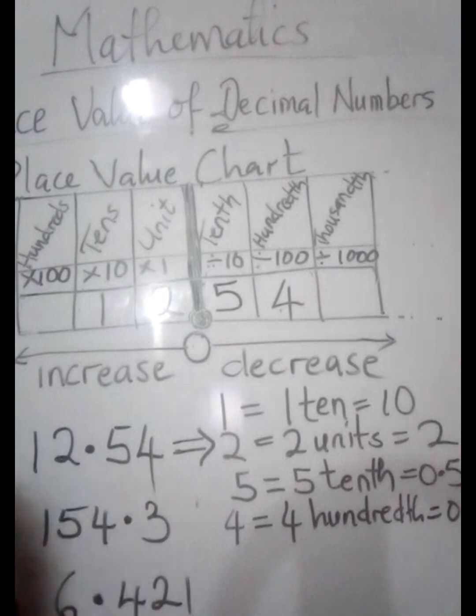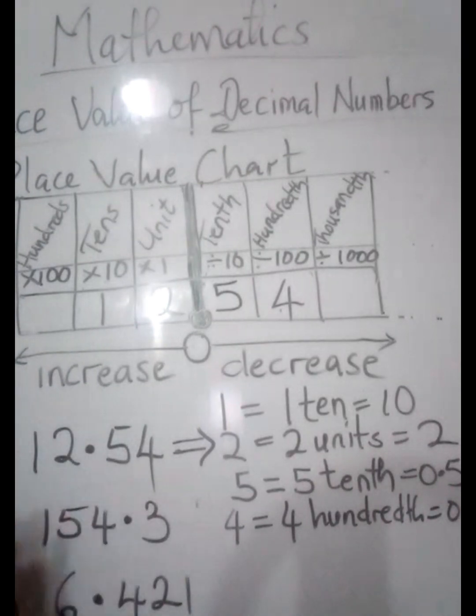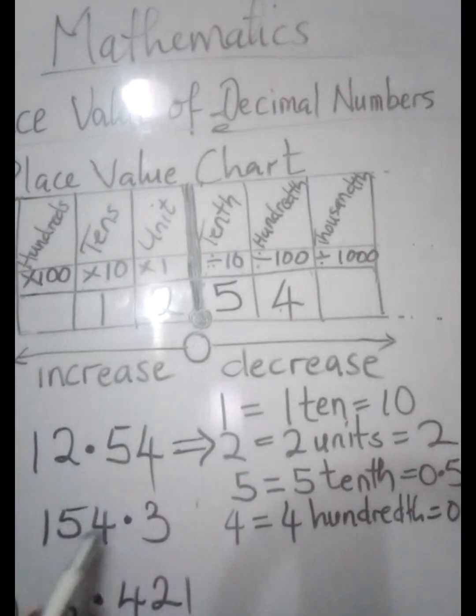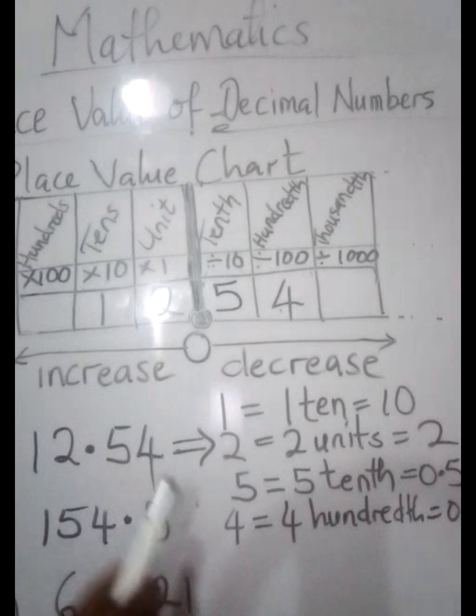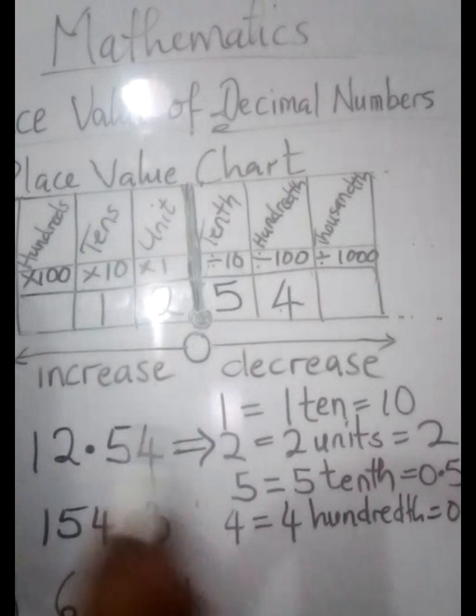So you simply call the names of the digits rather. Five, four. That's what you call them. This is 154.3, 6.421. You can't say 6.421 as four hundred twenty-one. That is wrong. So let's go over this again.